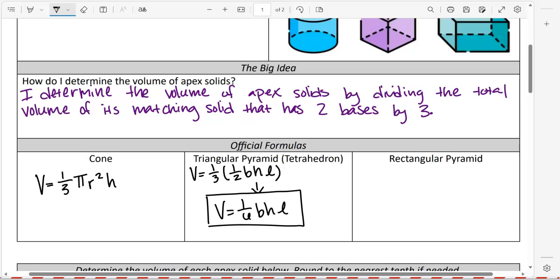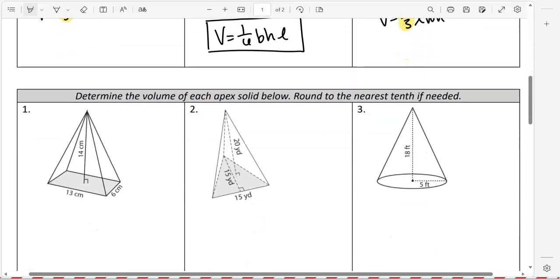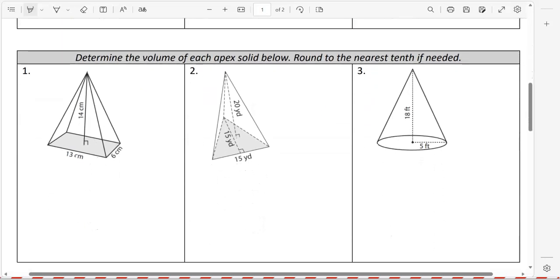And lastly, we have our rectangular pyramid, which is 1/3 of the rectangular prism. So we're going to have 1/3 times the length times the width times the height. So again, I just want to point out to you the 1/3 in each of our formulas and how it is 1/3 times its parent solid that has two bases. Okay, and with that being said, let's get started. So we're going to be determining the volume of each apex solid.